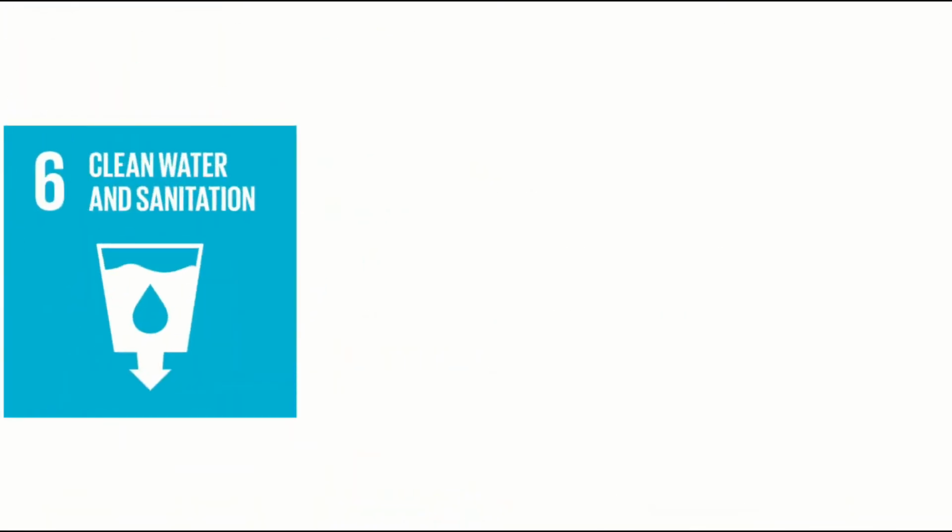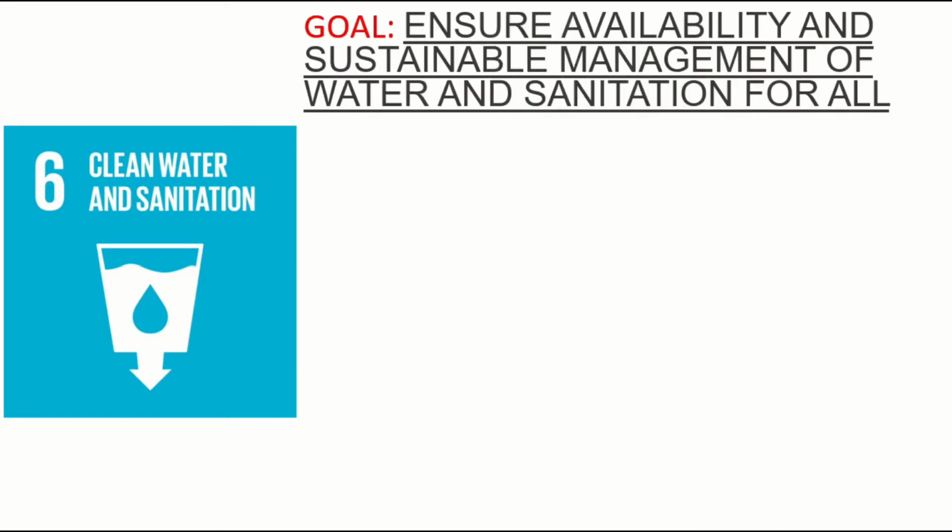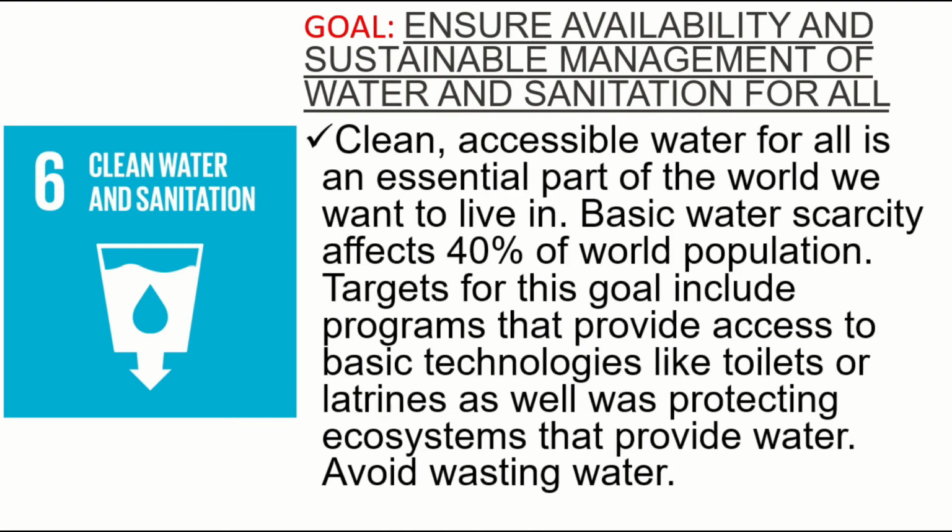The sixth one is about clean water and sanitation. The goal is to ensure availability and sustainable management of water and sanitation for all. Targets on this goal include programs that provide access to basic technologies like toilets or latrines, as well as protecting ecosystems that provide water, and let's avoid wasting water.